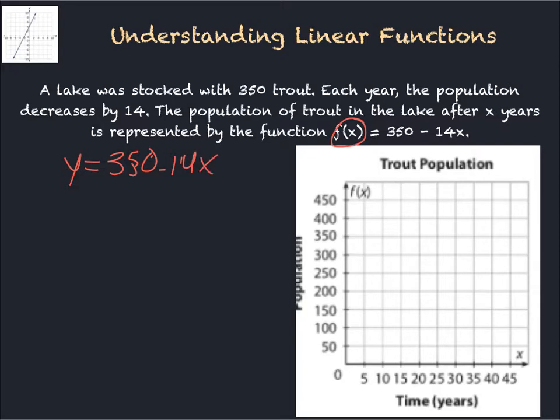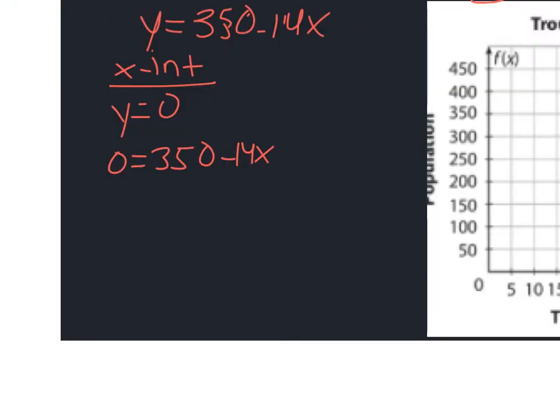Okay, now to find your x-intercept, anywhere you see a y, you're going to plug in a 0. So y has to equal 0. So that's going to be 0 equals 350 minus 14x. So we would subtract 350 next, we get negative 350 equals negative 14x. And if you divide both sides by negative 14, you get x equals 25. So your x-intercept is going to be 25, comma 0.